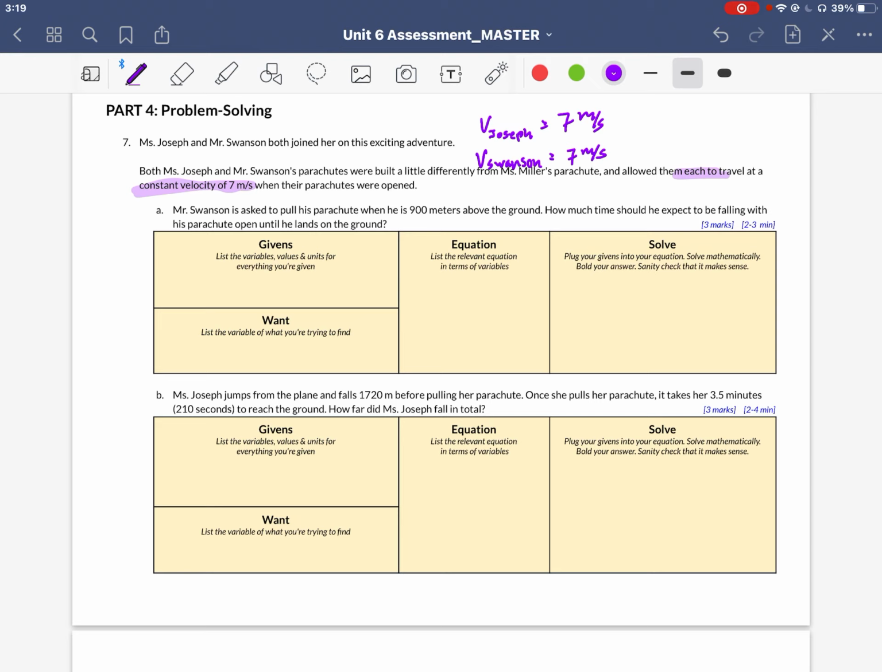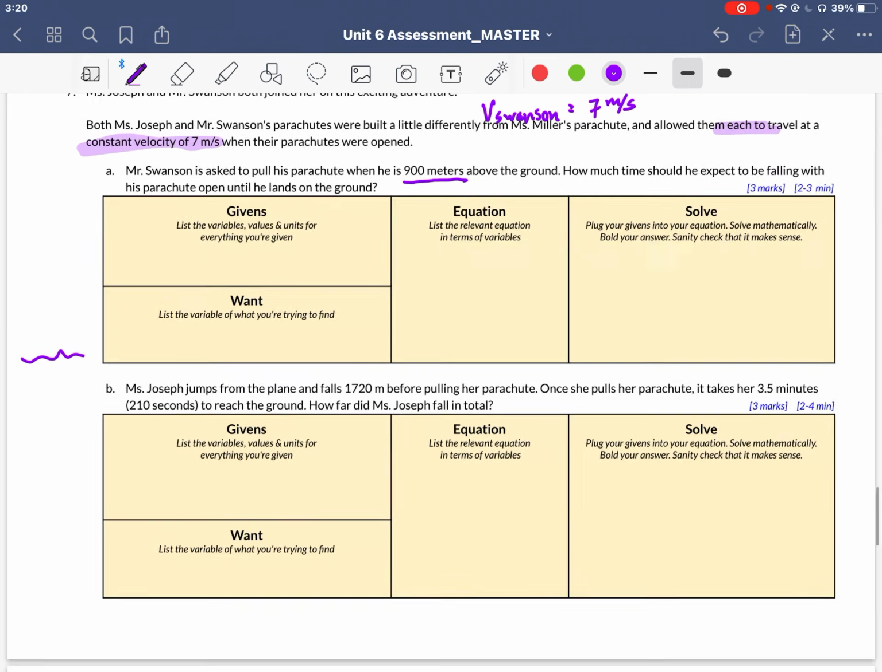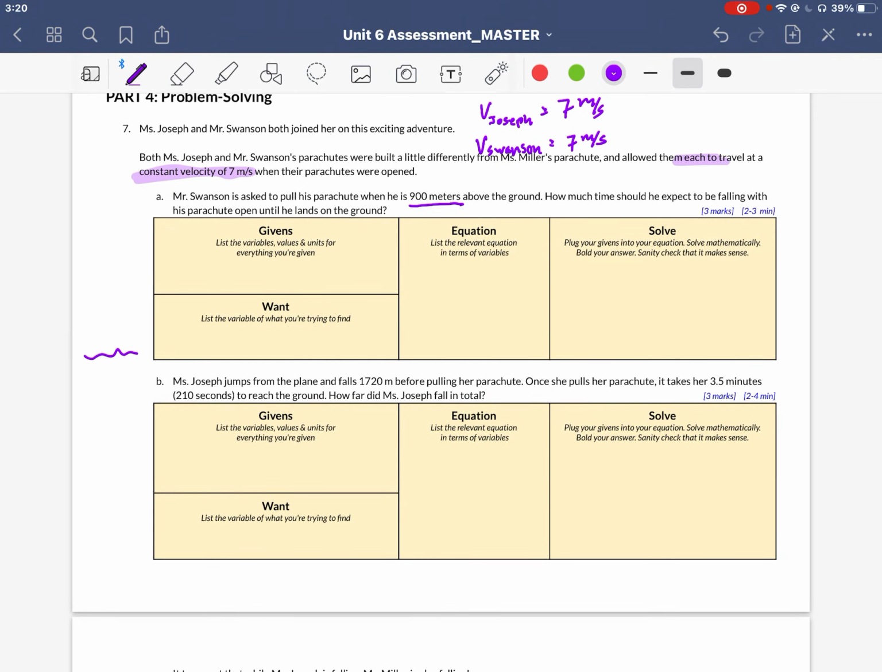So Mr. Swanson is asked to pull his parachute when he was 900 meters above the ground. How much time should he expect to be falling with his parachute open until he lands on the ground? I like to draw a little picture for myself so that I can tell exactly what the problem is asking me. So here's Mr. Swanson. He's pulled his parachute. He pulled his parachute 900 meters from the ground. He's still falling, and we're wondering how much time he's going to expect to be falling.